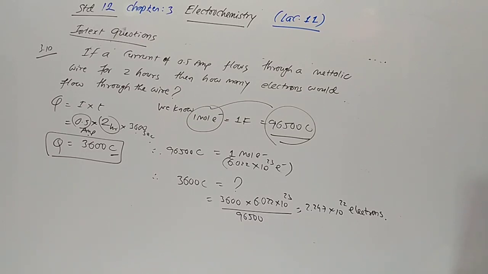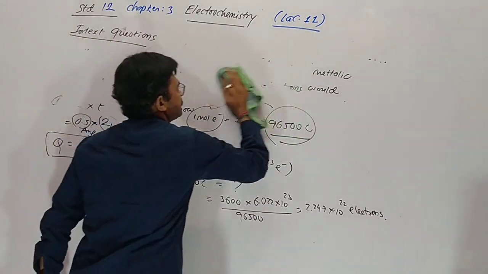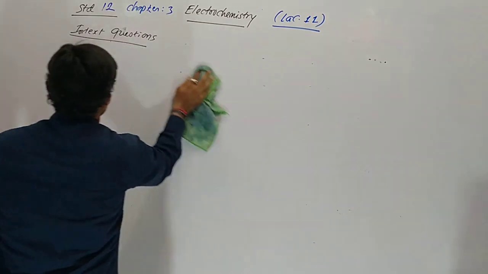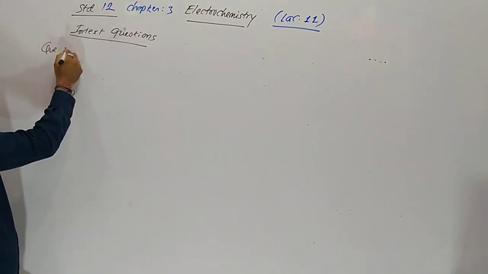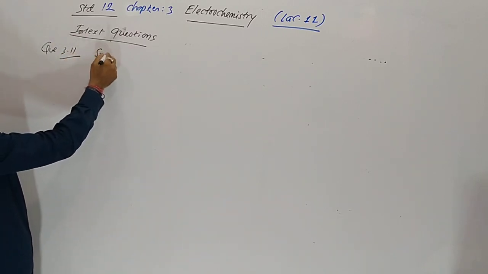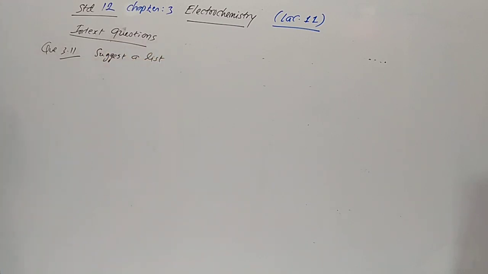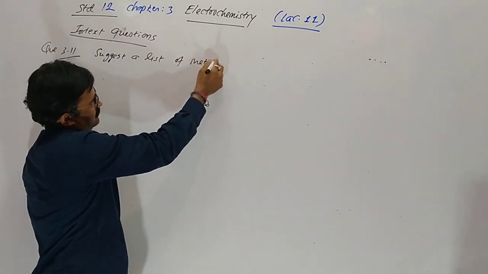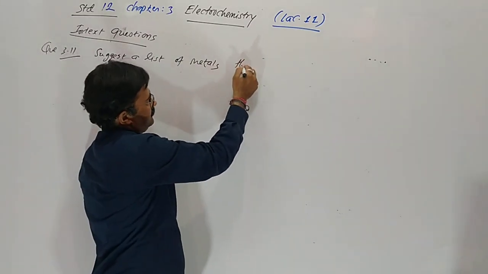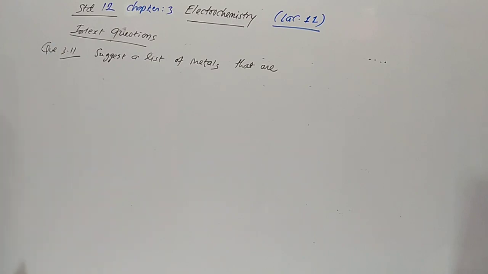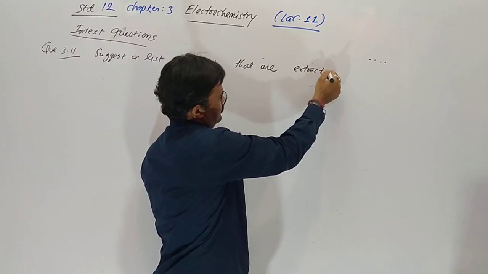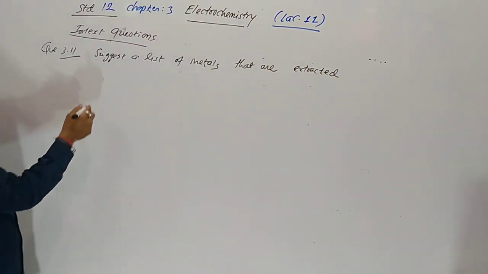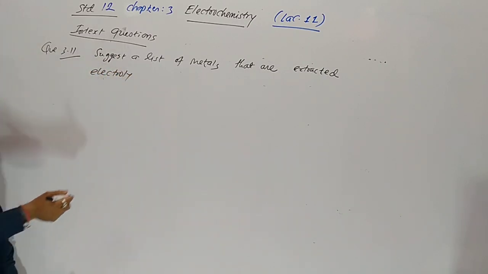Now next, question 3.11. Suggest a list of metals that are extracted electrolytically.